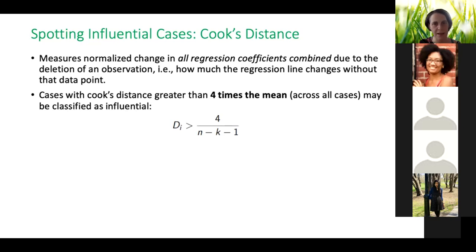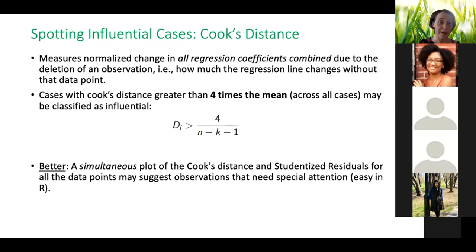So it doesn't make much sense here, but Cook's distance can also be used for multiple regression, where we have multiple predictors and also multiple regression coefficients. So it takes into account the effect that deleting one case has on all regression coefficients and how much the regression line changes without the data point. Cases with Cook's distance greater than 4 times the mean, so the mean across all cases, right? We can calculate Cook's distance for each individual case in our data set. Those may be classified as influential. Yeah, so that is the rule.